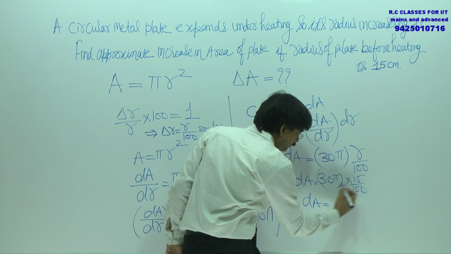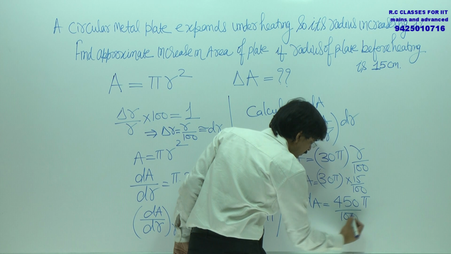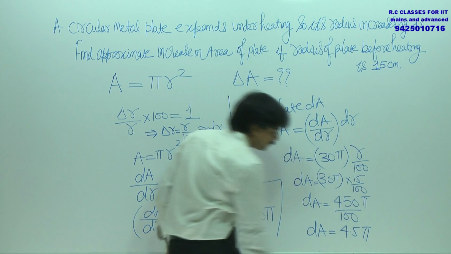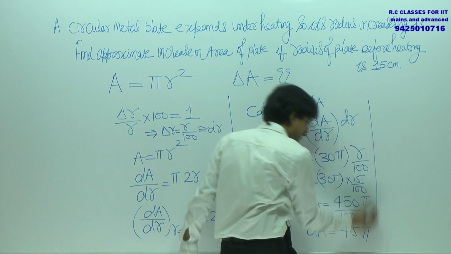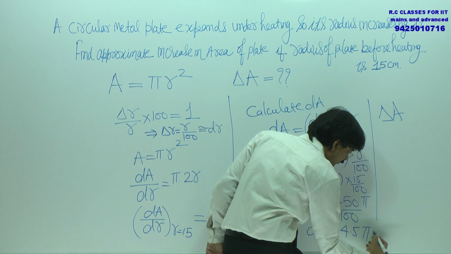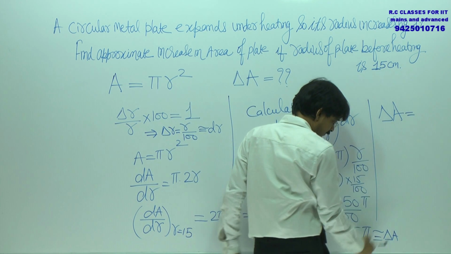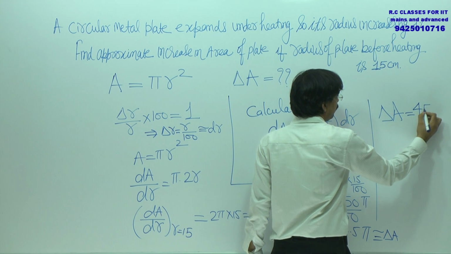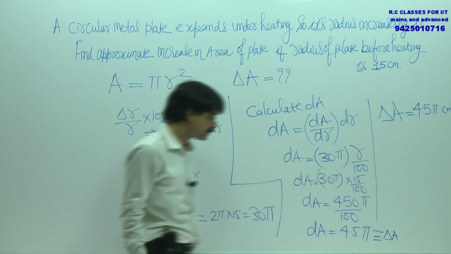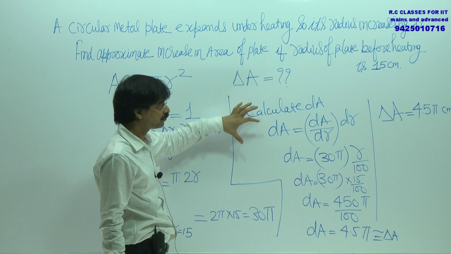That dA is equal to 450 pi by 100, or dA is equal to 4.5 pi. Or we can say that delta A, because dA is clearly equivalent to delta A, so the approximate increase in area is going to be 4.5 pi centimeter square. That is the approximate increase in area of the plate. Right?